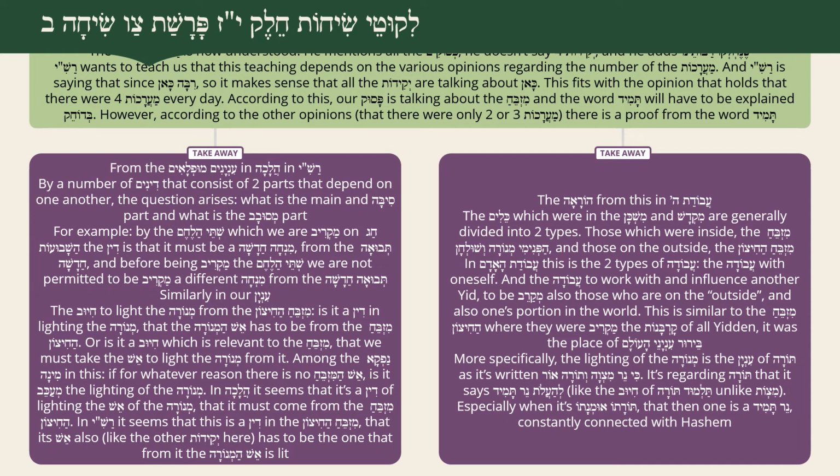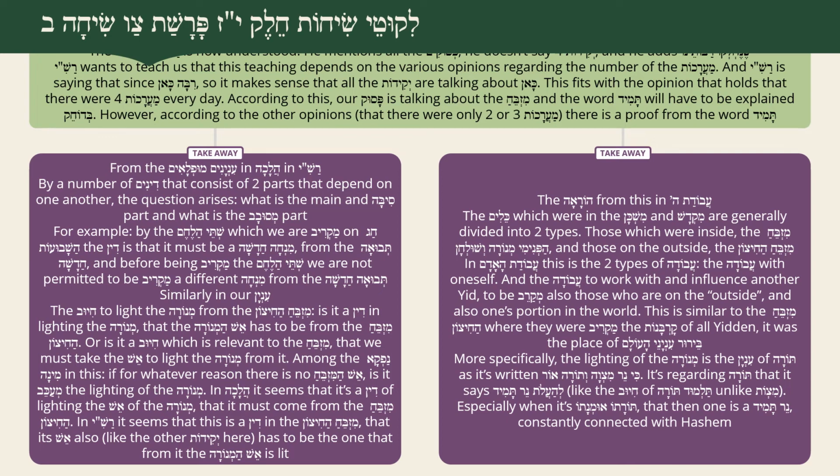Everybody has a portion of the world that they have to elevate, and this is similar to the Mizbeach HaChitzon, where they were Makrav the Korbanos of all Yidden, and also as a place of Birur and Yonei Ha'olam. So we have the Avodah of the inside, where a person works on themselves, and then there's the Avodah on the outside.